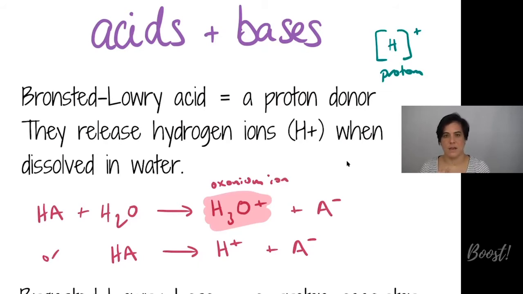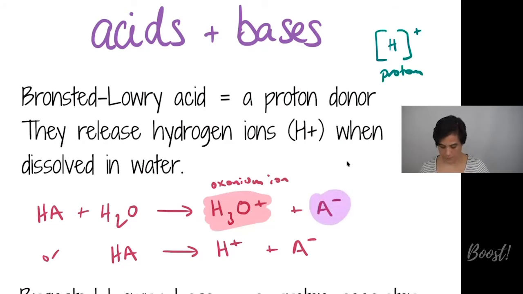This is actually using a dative covalent bond, which you will have come across in structure and bonding before. The oxygen on that H2O molecule has a lone pair that it can donate to the proton that's coming in. So the proton gets attached to that H2O molecule, and then we have the A minus molecule or ion left over here.